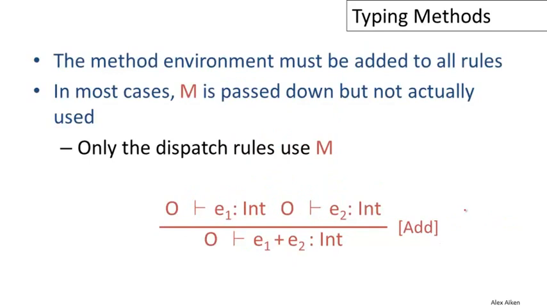The method environment has to be added to all the other type rules in our system. This is really easy to do because only the dispatch rules actually care about what the methods are. All the rest of the rules just pass the method environment along. So what do I mean by that? Well, here's our rule for add with just the object environment. Now what we're going to do is add a method environment, and the sub-expressions will be type checked in exactly the same method environment as the entire expression. And all the other rules simply pass down the method environment from the root towards the leaves without changing it, just as in this rule.